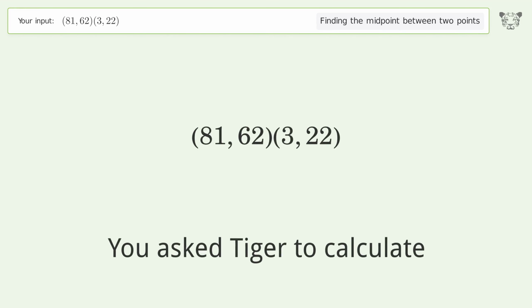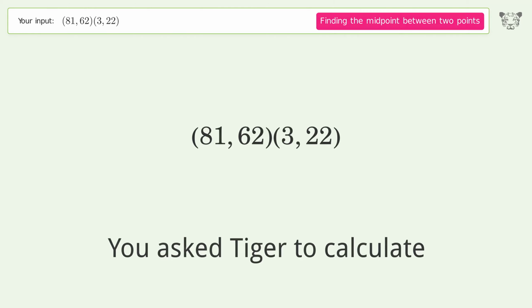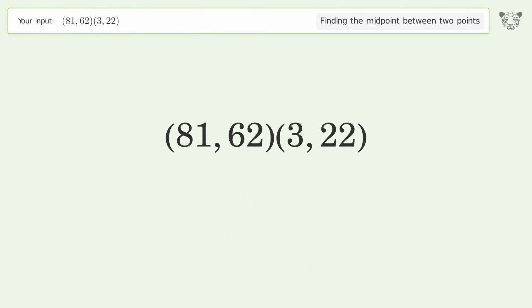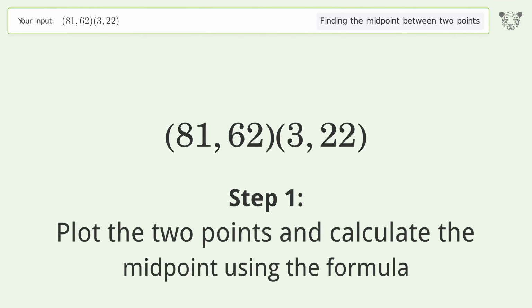You ask Tiger to calculate. This deals with finding the midpoint between 2 points. The midpoint between the 2 points is 42, 42. Let's solve it step by step. Plot the 2 points and calculate the midpoint using the formula.